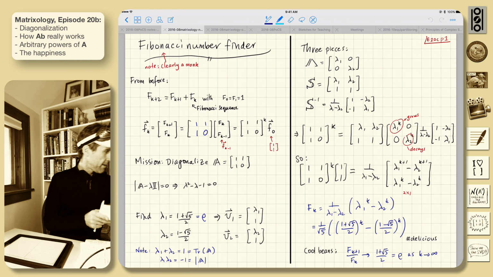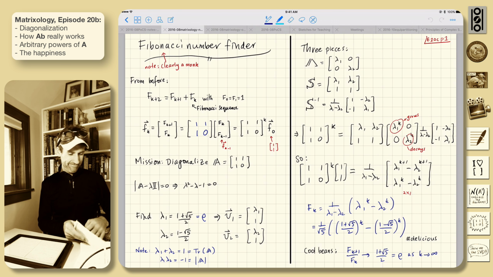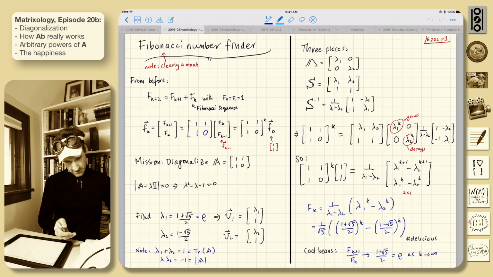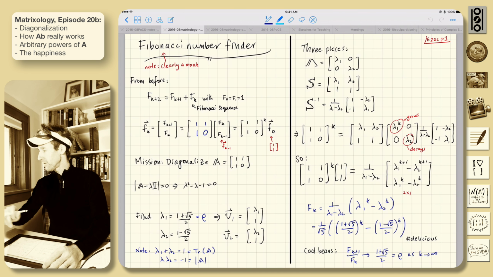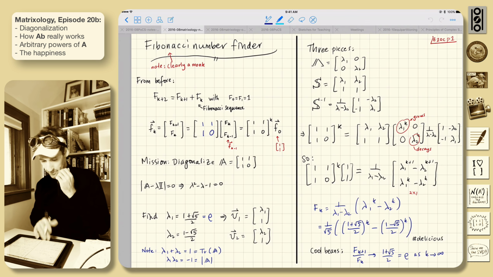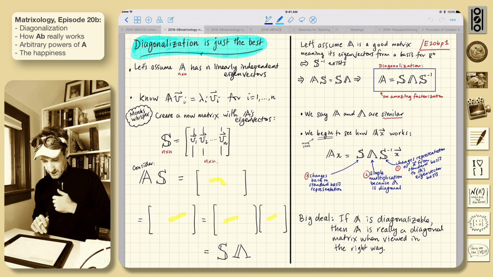All right, welcome back. Diagonalization. Yes. It is as awesome as you've been thinking it is. All right. Ooh, let's not go there first. Okay, diagonalization.